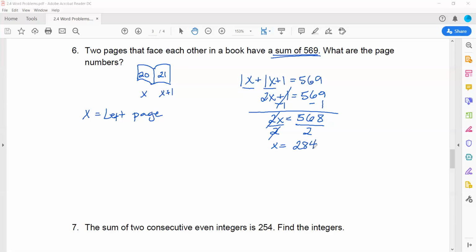And again, this is not our final answer. We want to know the 2 page numbers. So I'll write our answer as left page and right page. Our left page was x, so our left page has to be 284. There are no units on page numbers. And the right page is just one more than that, so it's 284 plus 1, which is 285.